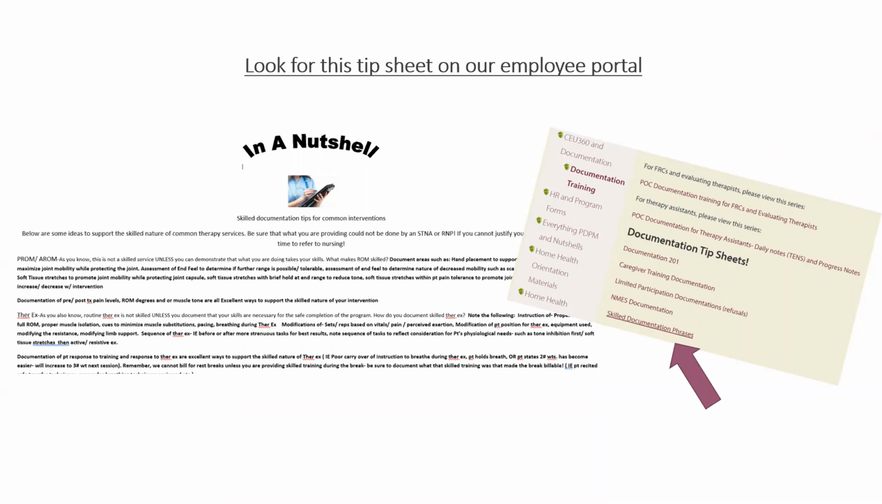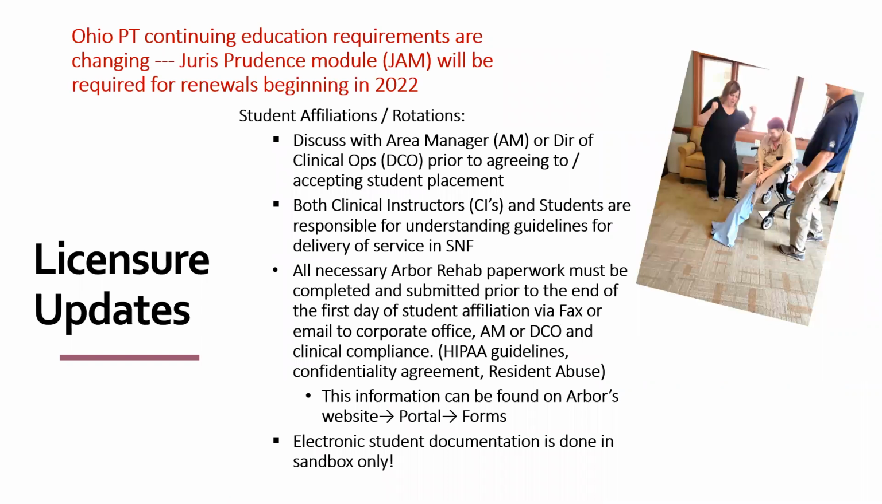So on our employee portal, again, under CEU 360 and documentation tab, clicking on documentation training opens up a variety of tip sheets, and we have the skill documentation phrases, which is then what's shown here on the screen with the In a Nutshell, where there's some tips and strategies and some phrases you might want to consider using to define what took your sophistication for various treatment areas that we provide.